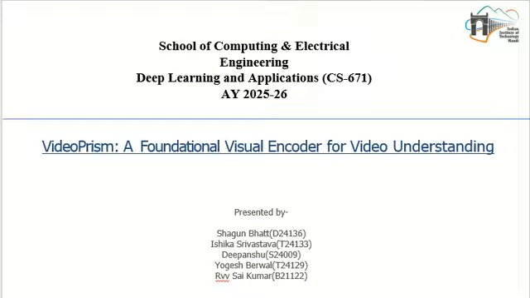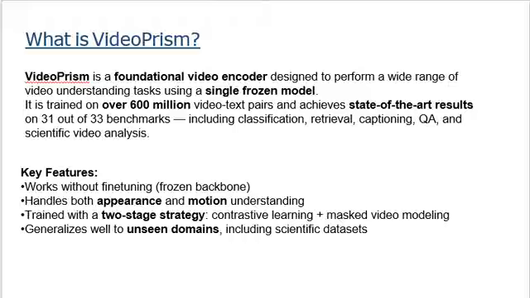VideoPrism is trained on an enormous dataset of over 600 million video text pairs and yet achieves state of the art performance on 31 out of 33 benchmark tasks. This makes it a powerful candidate for a future where we use one universal encoder for many video tasks.